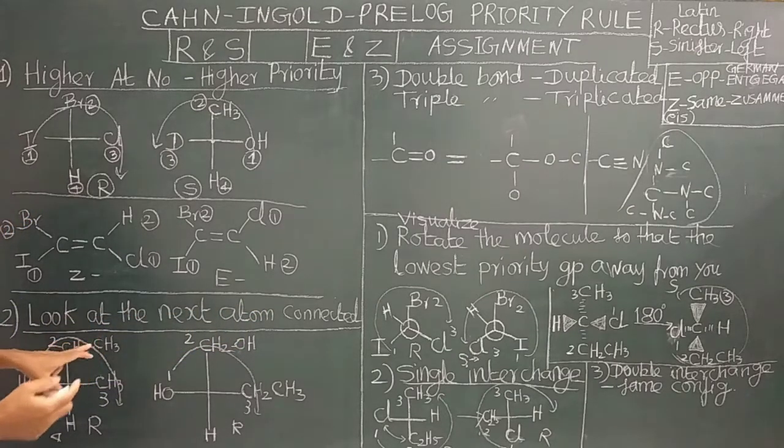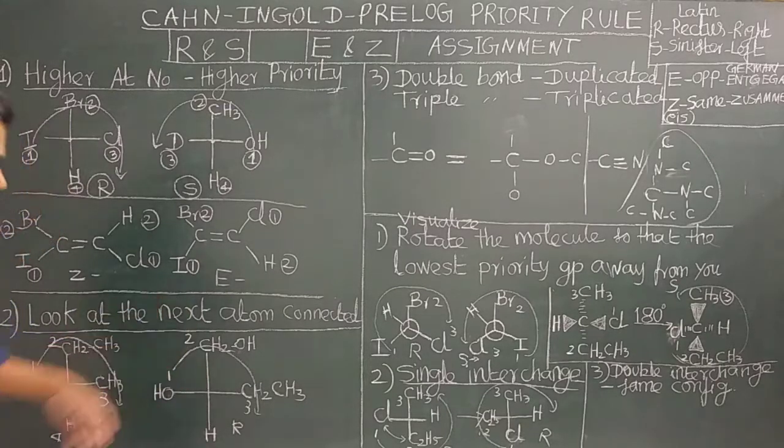So it is more atomic number, same rule. Therefore, this is given the highest priority 2. Next higher priority 2, and next this. Now if you look at the arrow 1, 2, 3, the arrow moves in clockwise direction, therefore it is right direction, then it is R configuration.